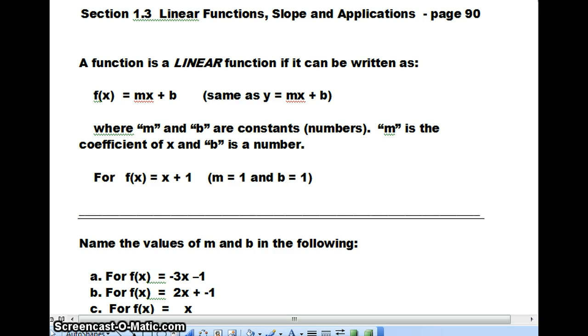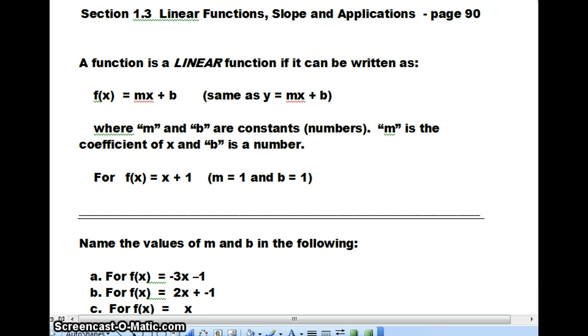In section 1.3, we're going to talk about linear functions, slope, and applications on page 90 of your textbook. A function is a linear function if it can be written as f of x is equal to mx plus b, which is the same as y is equal to mx plus b. What we've been working with before is when the value of m is a number and when the value of b is a number. So it would be something like y is equal to 3x plus 2.